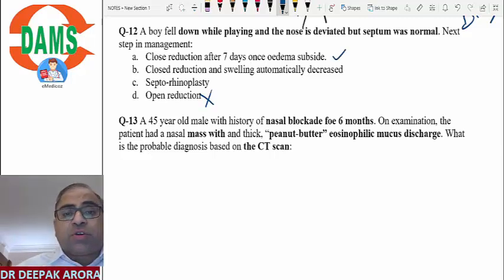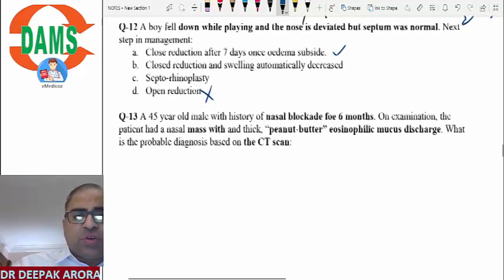Closed reduction, swelling automatically decreases, not at all. If there is a swelling, if there is an edema, we have to first subside the edema with anti-inflammatory. Closed reduction is always done initially. Open is always after 3 weeks. Trauma, septorhinoplasty will not be the option. So option C ruled out. Option A is the best choice.